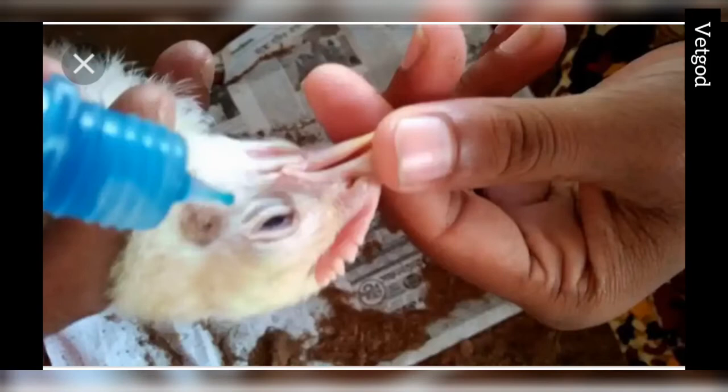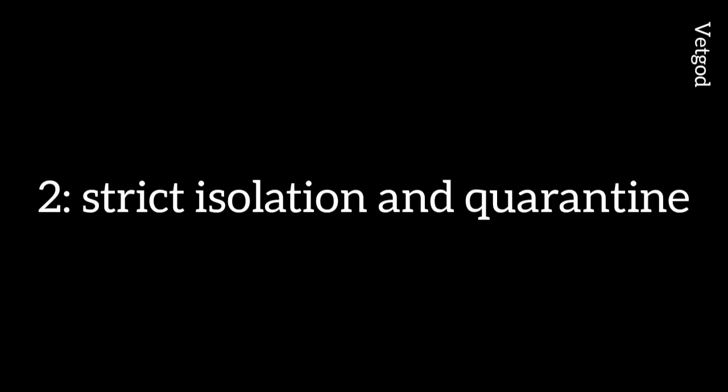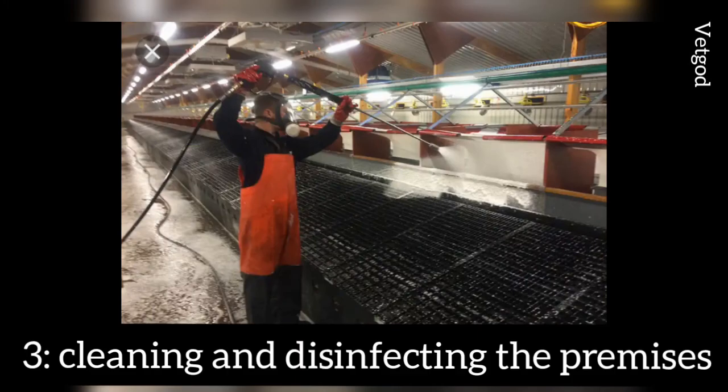The vaccinations are sometimes given through the eye. They drop the vaccine through the eye, so it prevents Newcastle disease. So number 2 is strict isolation and quarantine. Yes, you should adopt that one. Isolate and quarantine the affected animals. And cleaning and disinfecting the premises, that's number 3. You should make sure you clean and disinfect the premises.